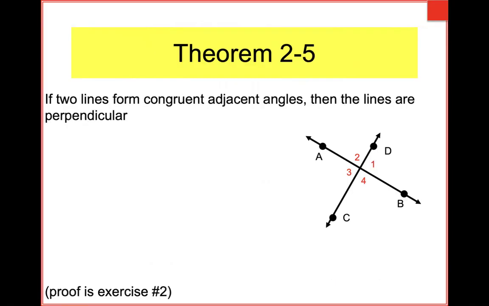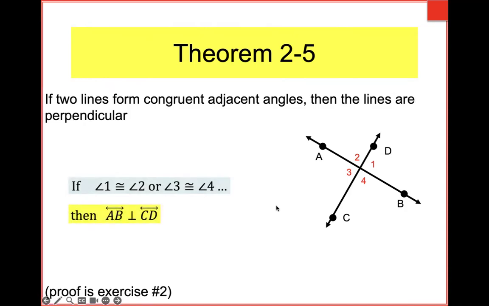This is actually a proof in exercise 2, so I'm not going to prove it in class, but you can probably figure this one out. Let's see, I'll give you a hint. What's the if part? If two lines form congruent adjacent angles. So if the adjacent angles are congruent, that means they're equal to each other. If they're equal to each other and they're supplementary, in the case of 1 and 2, then they must add up to 180. Therefore, you could solve that and get a 90, and that's how you're going to prove that they are perpendicular. Oops, I just gave you the proof. All right, so that's theorem 2.5, the converse to it.